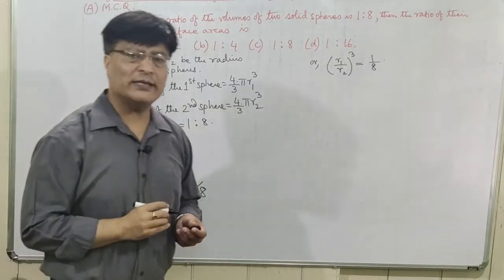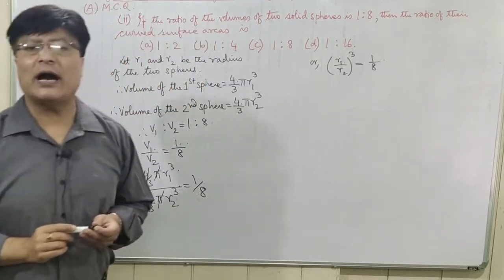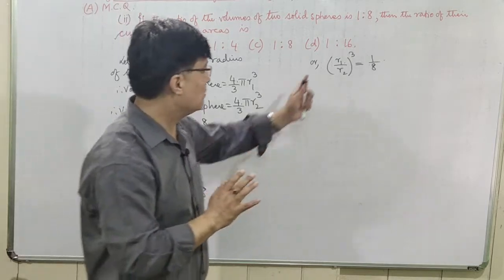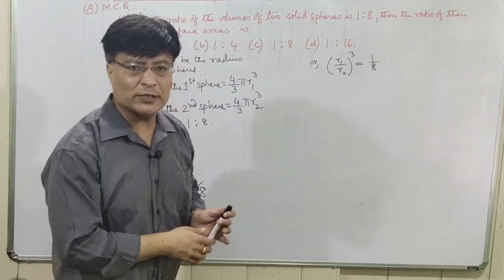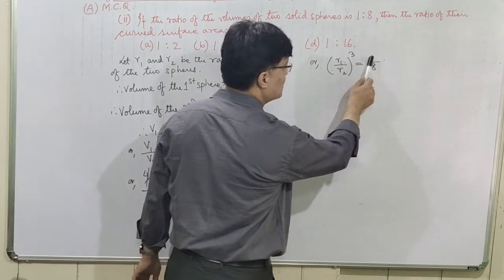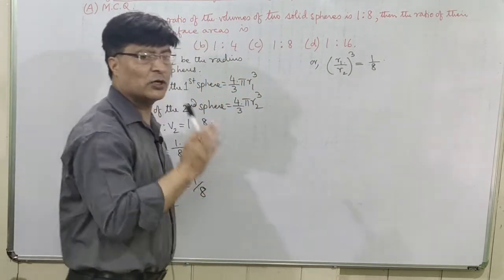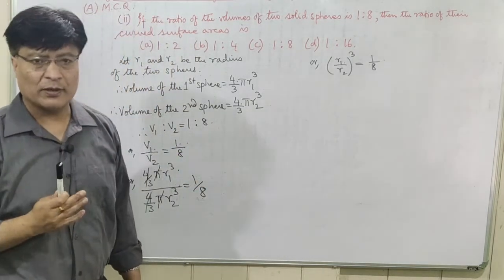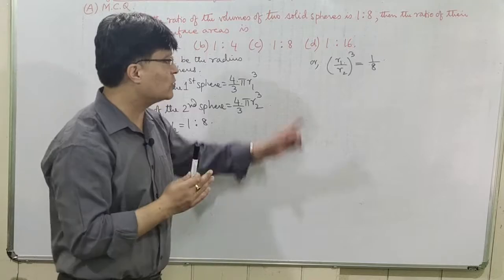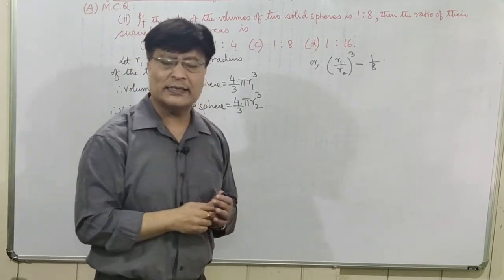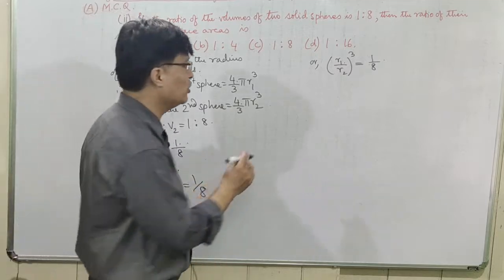So how can you get the value for R1 divided by R2 now? Now you know that by the laws of indices, if the powers are equal, bases must be equal. R1 by R2 is known as the base. 1/8 is also the base. So you have to write 1/8 in terms of whole cube. Which fraction whole cube is 1/8? That is 1/2 whole cube.